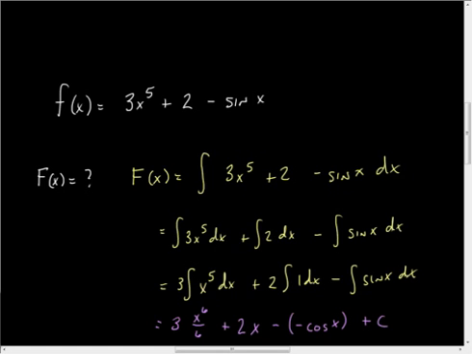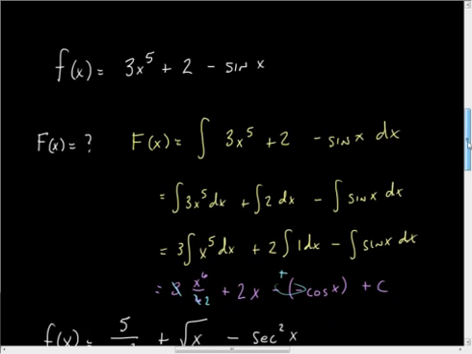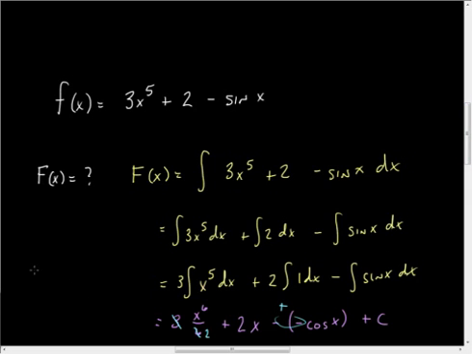And now you can clean this up just a little bit. You'll notice that the 3 cancels with the 6 to make 2, and then over here we have 2 negatives for a positive. And unfortunately, I've run out of room. So over here in blue, I'm going to say f of x is equal to 1/2 x to the 6 plus 2x plus cosine x plus c. And the derivative of that would have given you our 3x to the fifth plus 2 minus sine of x. Okay. All right, let's go ahead and take a look at the next example then.